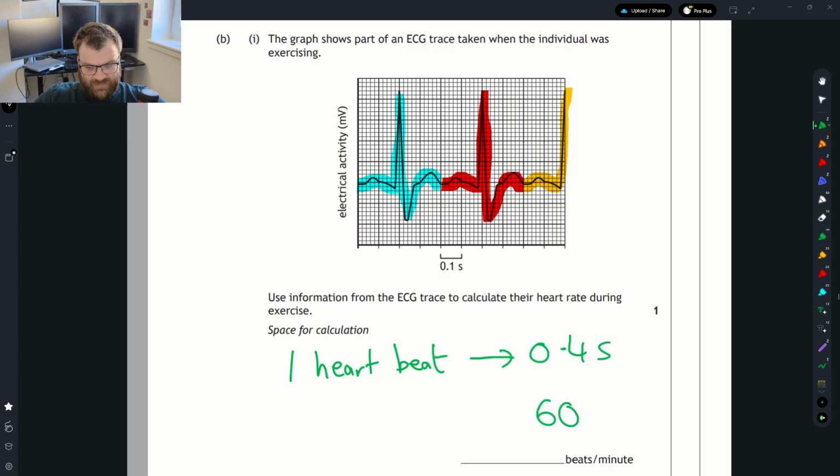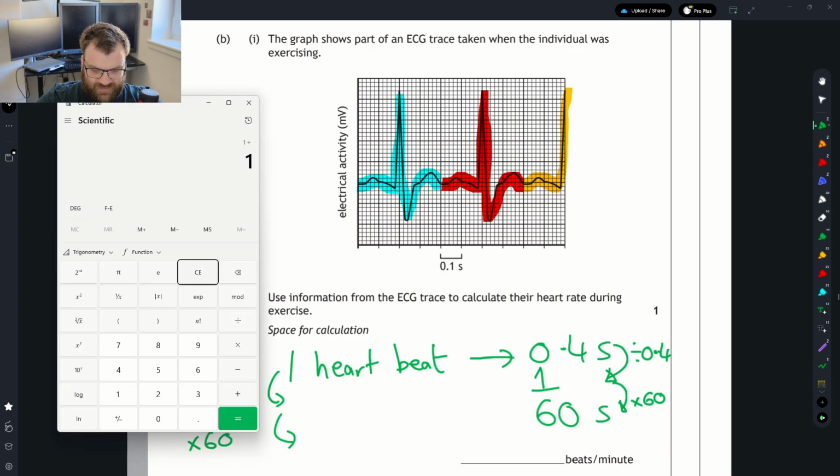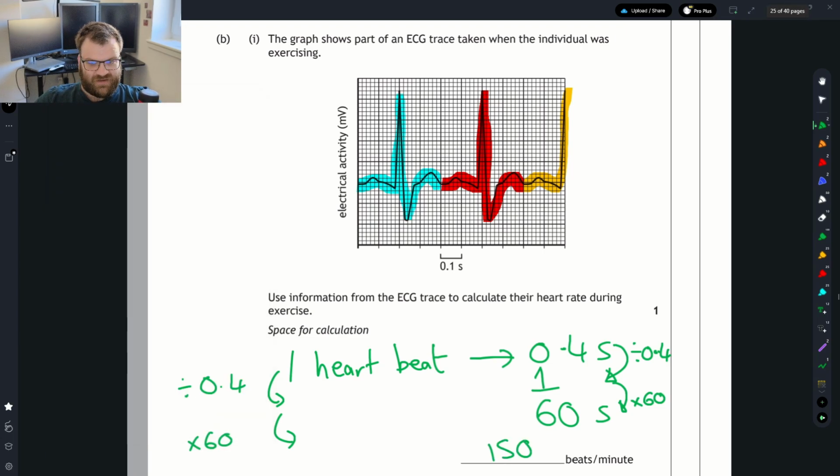We want beats per minute, which is 60 seconds. I would always put a 1 in the middle. To go from 0.4 to 1, we can divide by 0.4. And to go from 1 to 60, we could times that by 60. Whatever you do to the right hand side, we need to do the same on the other side. 1 divided by 0.4 times by 60 gives you 150 beats per minute.